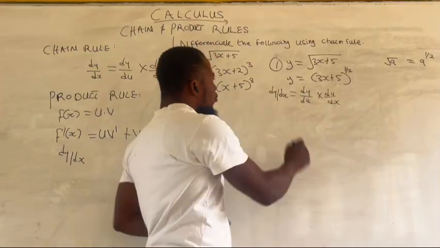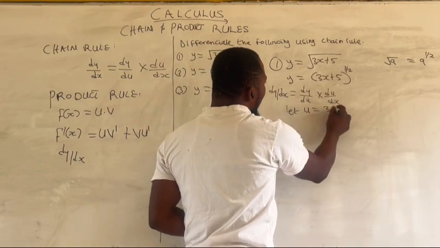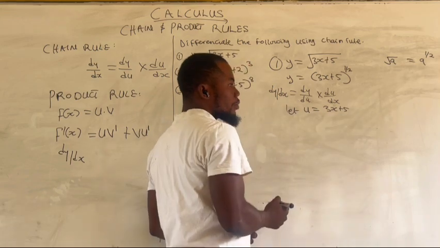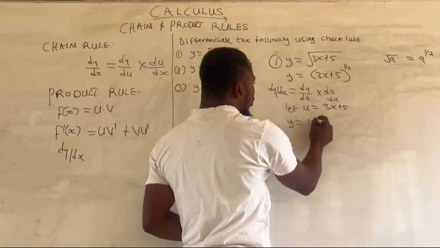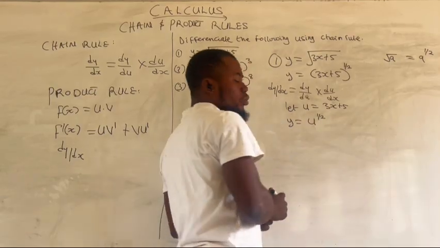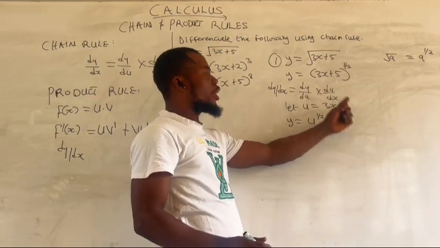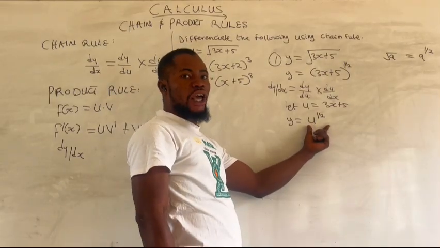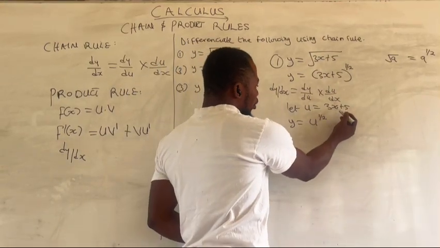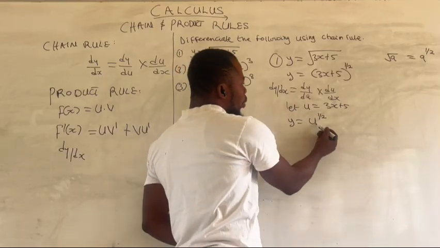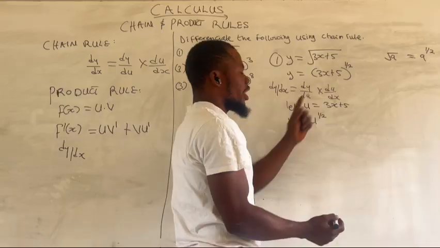So from here, we will say let u equal 3x plus 5. And y will now be equal to u raised to the power of 1 over 2, because our u is already 3x plus 5. This one and this one will not change anything. Here we will differentiate u with respect to x and differentiate y with respect to u, so that we can get dy/du and du/dx.